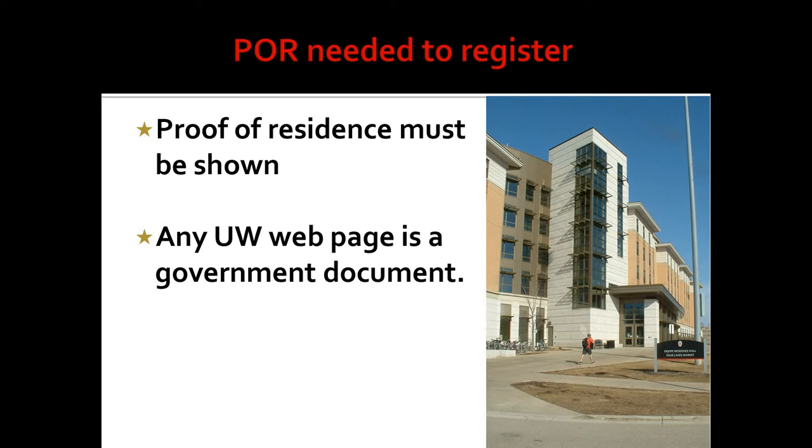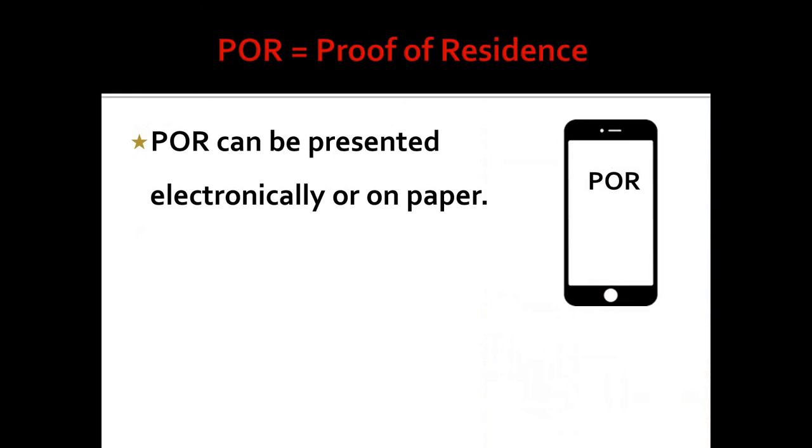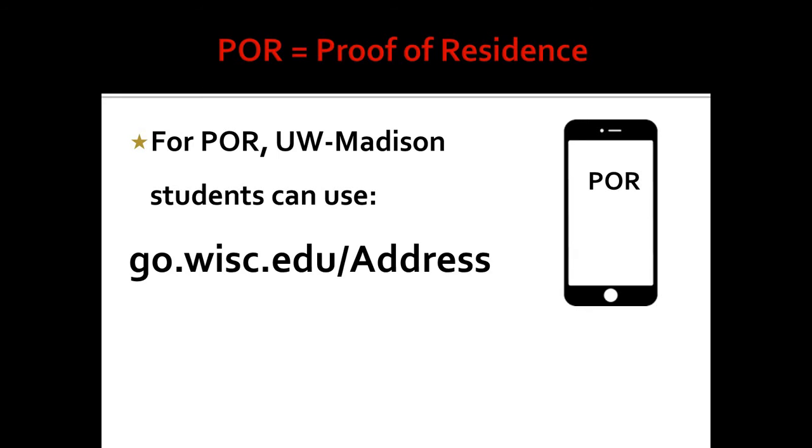Any University of Wisconsin web page is a government document and may be used for POR, proof of residence. POR can be presented electronically or on paper. Most students will use an electronic government document. An easy way to get proof of residence is to use go.wisc.edu/address. Usually, the student will use their phone.